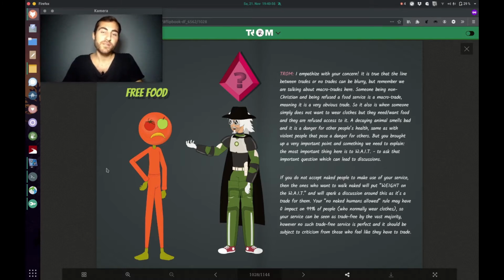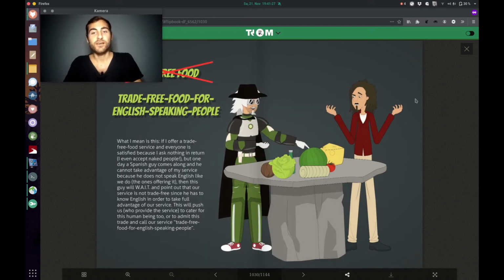Another example is the language barrier. If there is a service or good provided as trade-free, but it's only available in Spanish or English or a language that I don't know, then I will put weight on the scale and say it's not trade-free for me. So maybe then the ones who are offering that service will consider offering it in another language. That's what's being discussed in this example. Or the ones who are offering that service can also say, okay, we provide that service but only in this or that language. So like trade-free food for English-speaking people.